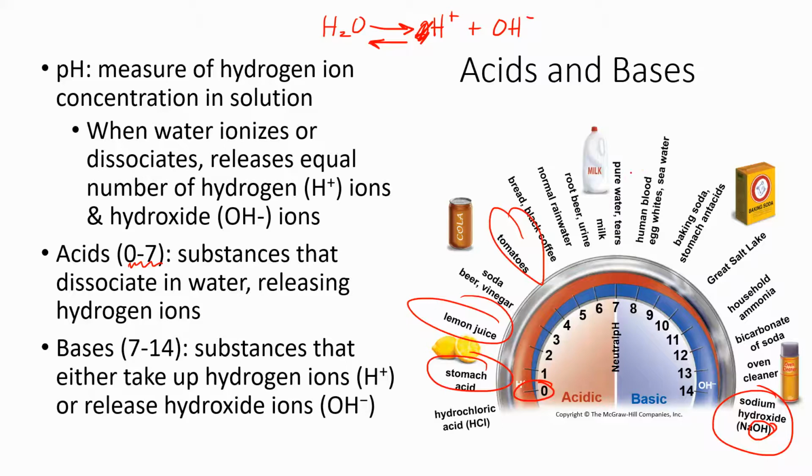Pure water has a pH of 7. It's pretty rare to get that. You really have to purify the living daylights out of your water to get that. Human blood has a pH of between 7 and 8.